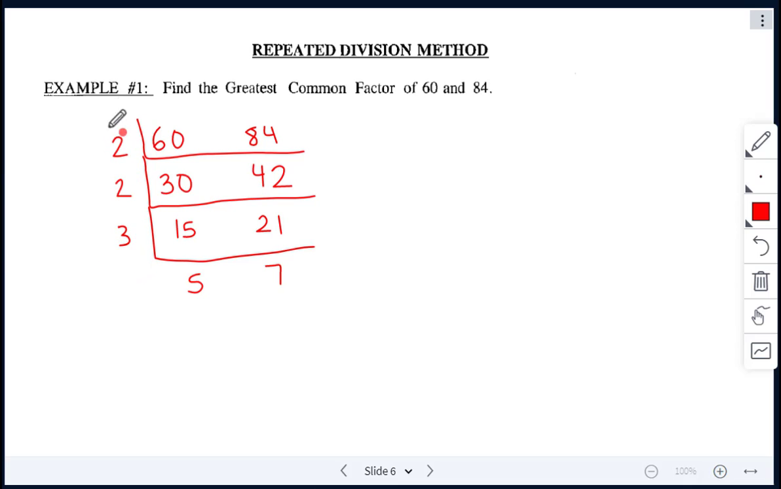So looking at our left-hand side, our greatest common factor is these that we see on the left. So 2 times 2 times 3, which is equal to 12. So again, you're multiplying those numbers on the left-hand side to get the greatest common factor.